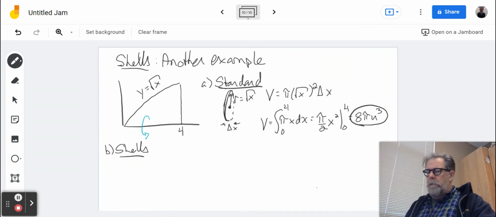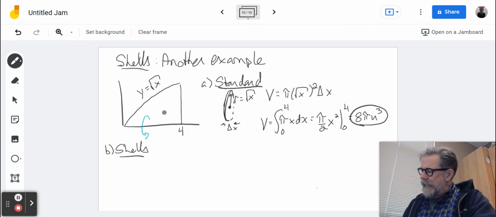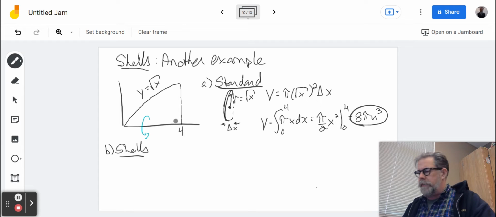All right, welcome back to the second example of shells. What we've got here is y equals square root of x, and we're going to rotate it around the x-axis, and our boundary is going to be the line x equals 4. So we're going to get a sort of cone-shaped thing here.